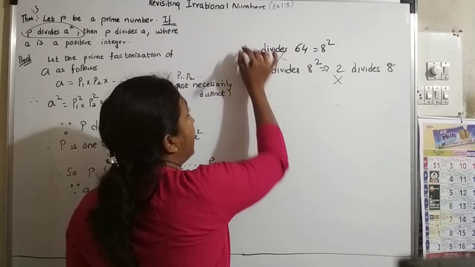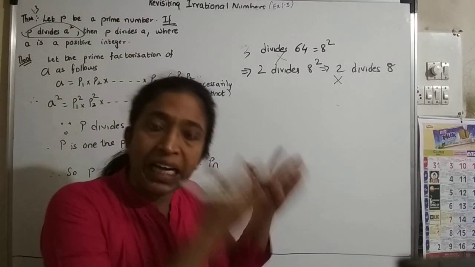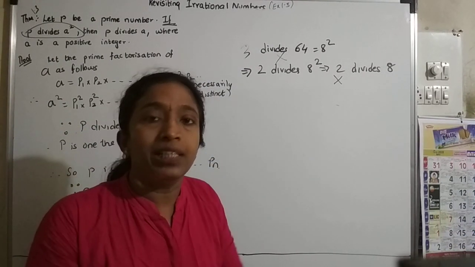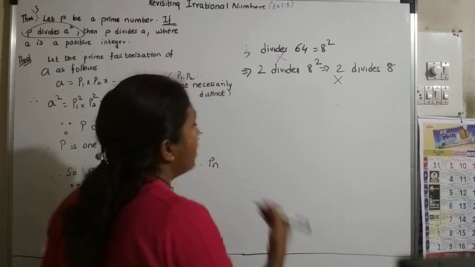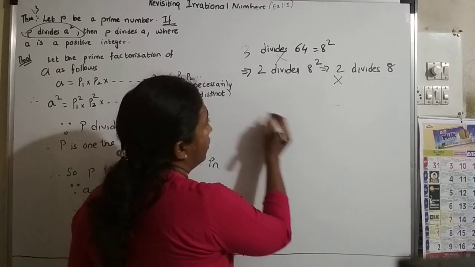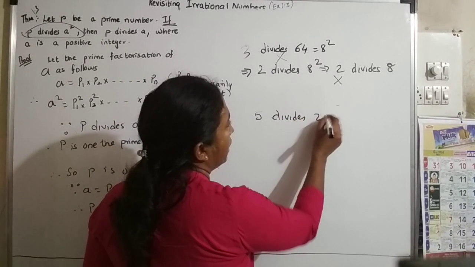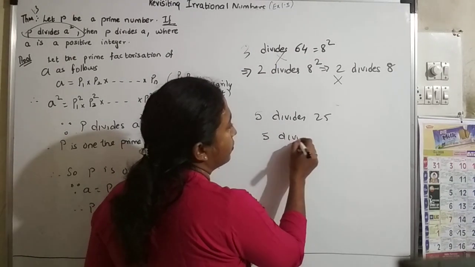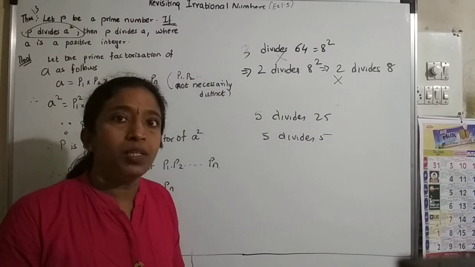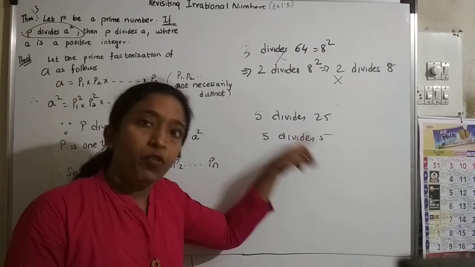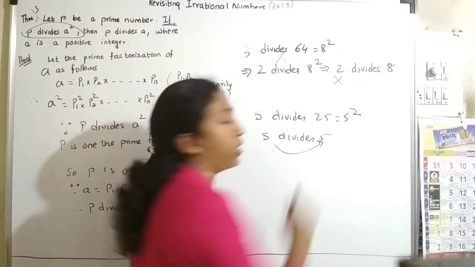If this condition is not fulfilled, then that conclusion is also not fulfilled. Suppose, can I take that 3 divides 64? No, 3 doesn't divide 64. So if that condition is not fulfilled, then this is also not fulfilled. I hope you have understood, right? Let's take another example, here 5. You know that 5 divides 25, that means 5 divides 5 also. Correct? Here 25 is a composite number, which is a perfect square. So 25 can be written as 5 square. Therefore 5 divides 5. Correct?